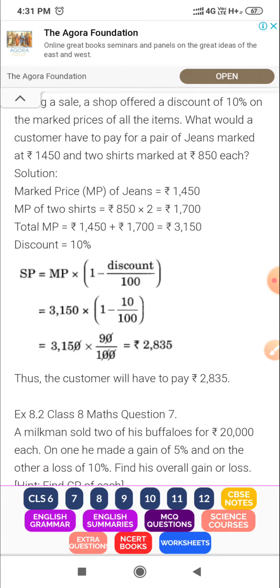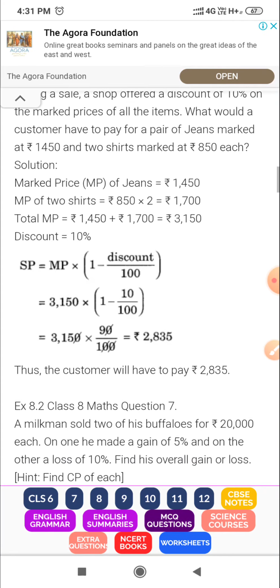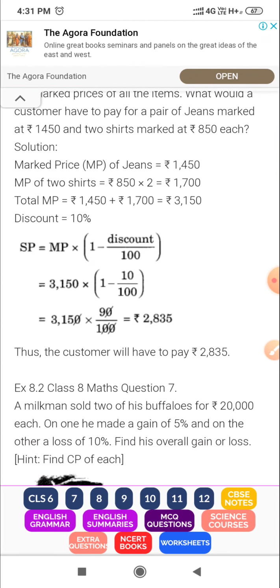the selling price. For this we apply the formula SP is equal to marked price multiplied by 1 minus discount percent upon 100. Then we put all the values from the question, and we have 2835. It is the answer of this question.